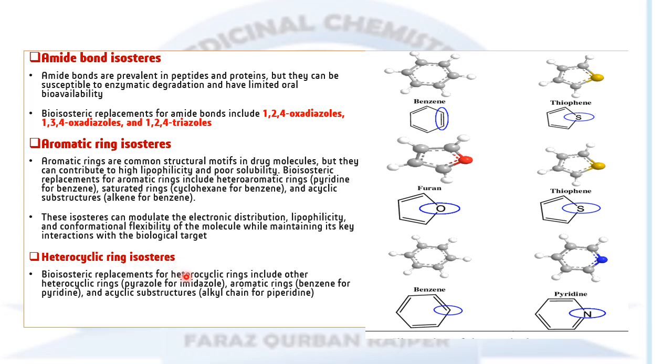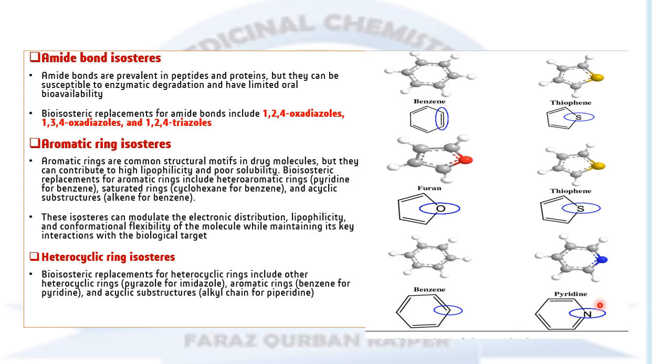Heterocyclic ring equivalents include the replacement of pyrazole with imidazole and benzene with pyridine and other rings. So these are the different rings. Benzene can be substituted with thiophene, which is a 5-member ring with the sulfur heteroatom. Furan can be replaced with thiophene. Furan is a 5-member ring with oxygen and thiophene with sulfur, and benzene can also be replaced with nitrogen. So these are the different examples of functional groups which are also included in the bioisosterism concept.